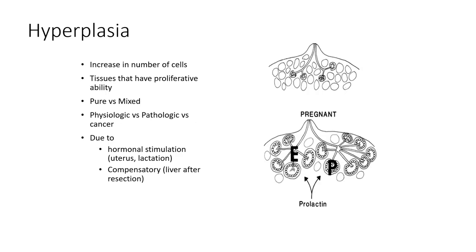The uterus in pregnancy, the effects of the lactational hormones on the breast, and the effect of elevated estrogen on the endometrium. Another cause of hyperplasia is compensatory hyperplasia. The best example is the liver after resection. If someone had an operation and part of the liver was removed, because of trauma or a tumor in the liver, the remaining part of the liver will proliferate, and after a period of time, like 3 weeks to 6 weeks, the liver will return back to its normal size due to the proliferation of the hepatocytes, which are the liver cells.